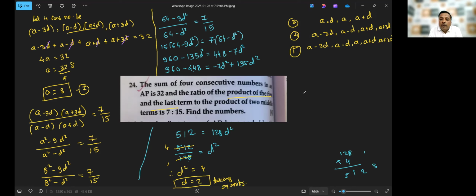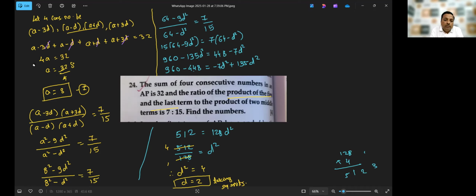Okay, now we have a and we have d. अब हमें क्या करना है आर्या? हमें find out करना है all the terms. कैसे find out करेंगे? We have the terms. तो first term क्या थी? a minus 3d. Value of a is 8 minus 3 and d की वैल्यू है 2. So 8 minus 6, that one is 2.